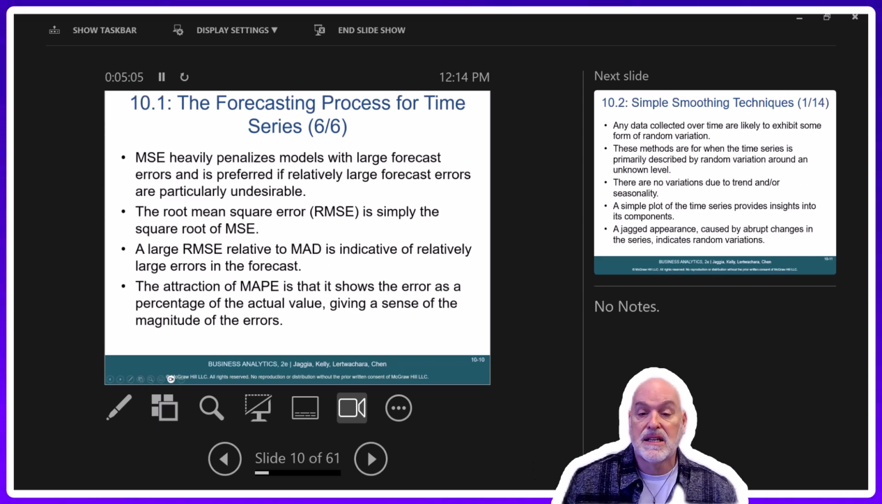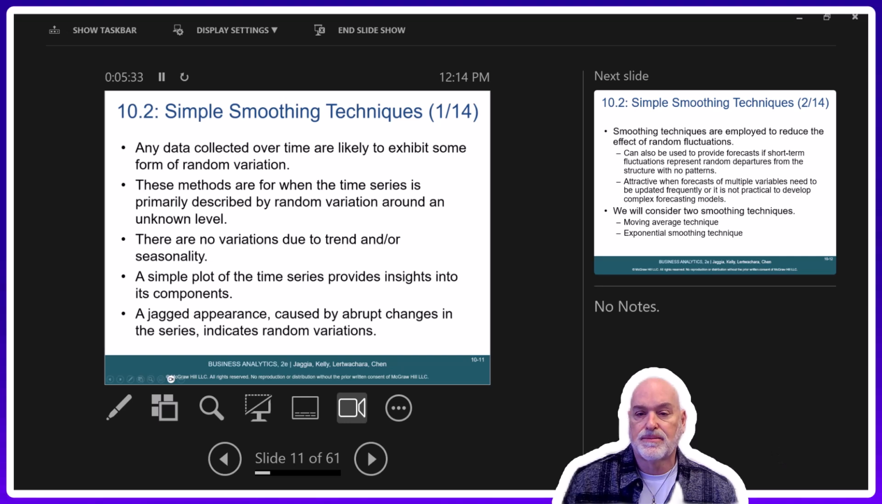MSE heavily penalizes models with large forecast errors and is preferred if relatively large forecast errors are particularly undesirable. The root mean square error is simply the square root of MSE. A large RMSE relative to MAD is indicative of relatively large errors in the forecast. The attraction of MAPE is that it shows the error as a percentage of the actual value, giving a sense of the magnitude of the errors.